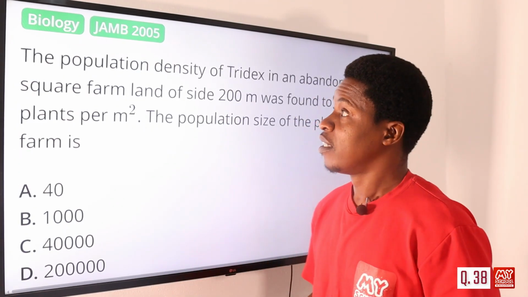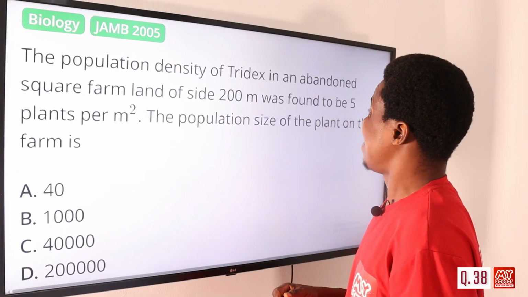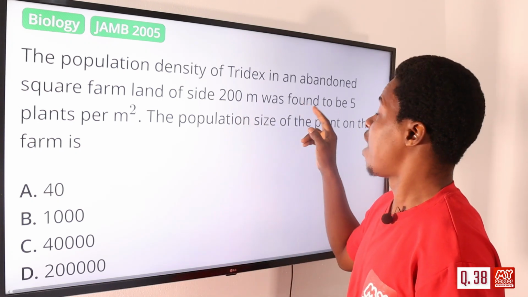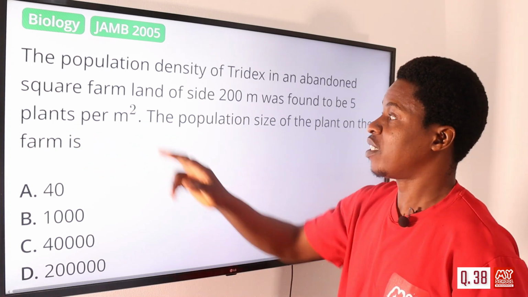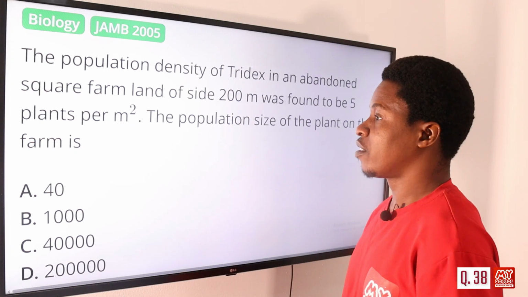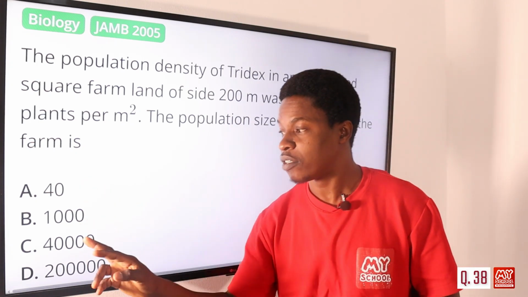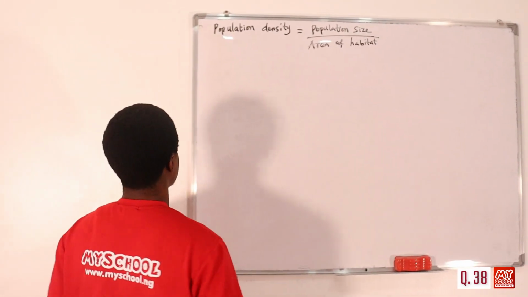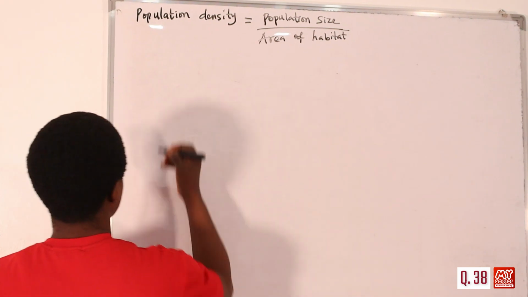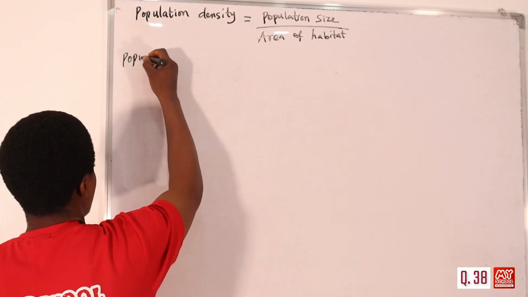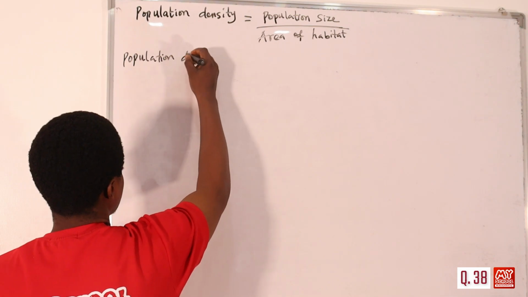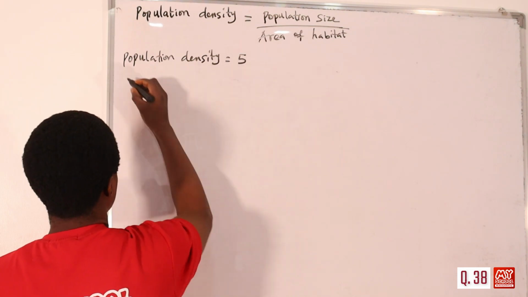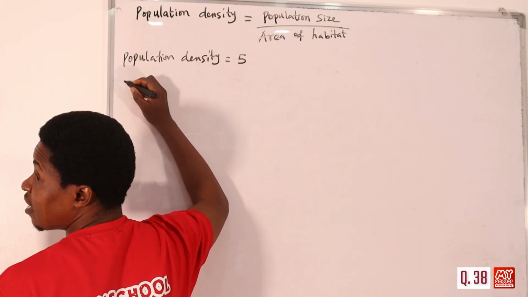Question 38. The population density of tree decks in an abandoned square farmland of side 200 meters was found to be 5 plants per meter squared. The population size of the plants on the farm is what? We have 40, 1,000, 40,000, and 200,000. Let's move on to the board so that we can solve that question. We're told that the population density was 5. So given population density equal to 5, we're asked to find the population size.